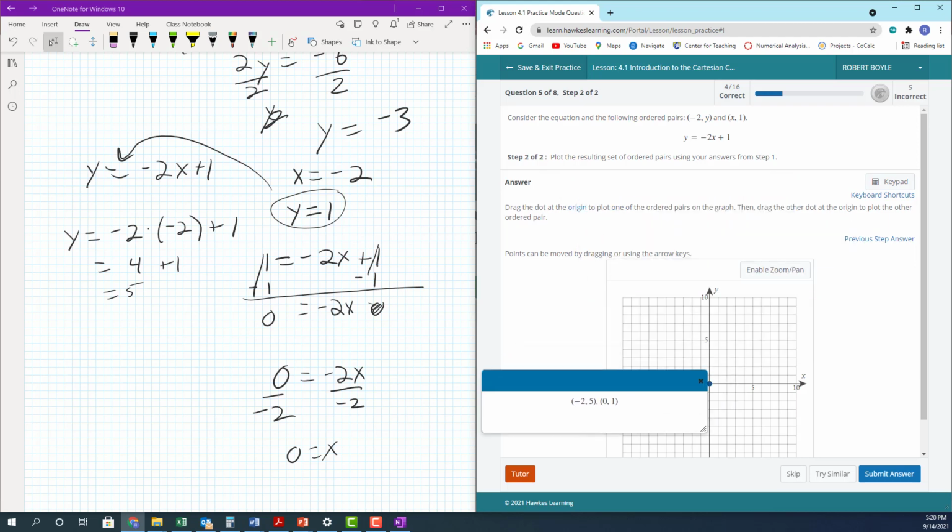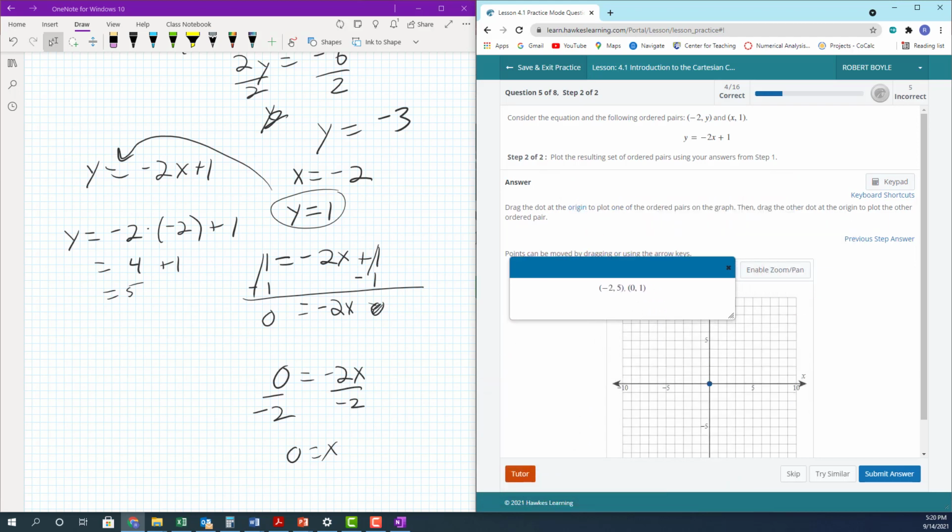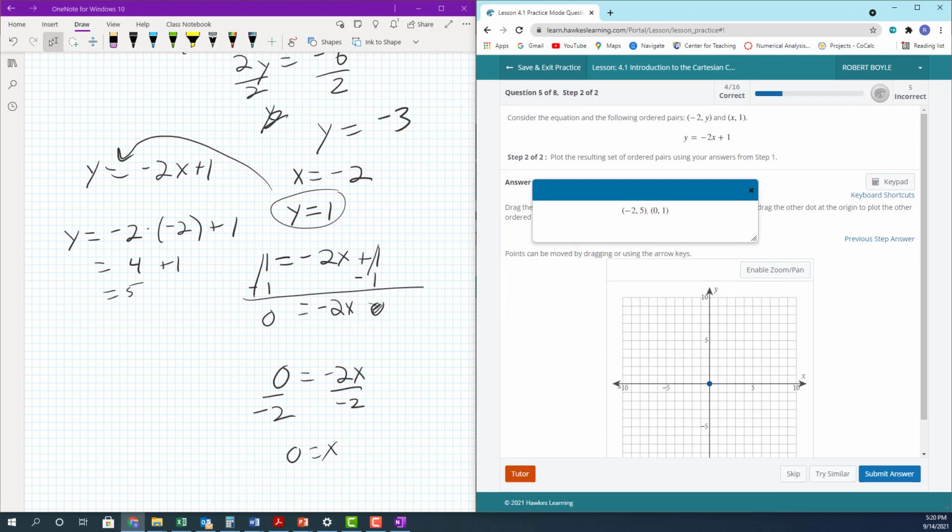Okay, so this is what they want you to do. What they're asking you here is to drag a dot at the origin to plot one of the ordered pairs on the graph, and then grab the other dot at the origin to graph the other ordered pair. So the first ordered pair was negative 2, 5. So we want to grab this dot here. We want to move it negative 2 in the x direction, and then positive 5 in the y direction, which would put it there.